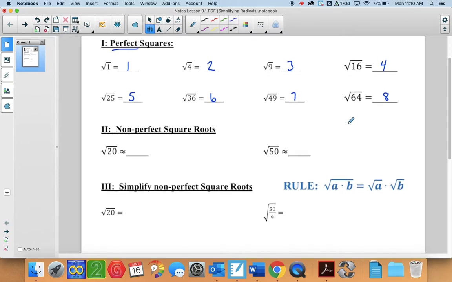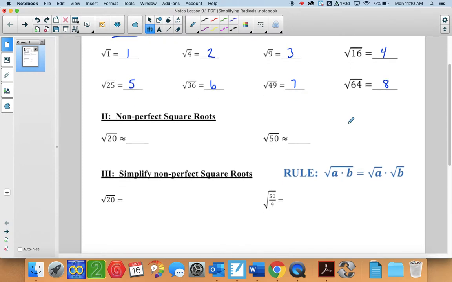But now we're going to run into a situation where we have numbers that are not perfect square roots, such as square root of 20. There are not two numbers that multiply together to get 20. You could say 20 is 4 times 5, but that's not the same number. So we need two identical numbers that multiply to give 20. Well, the square root of 16 is 4 and the square root of 25 is 5. So if you're looking for the square root of 20, it's somewhere in there.